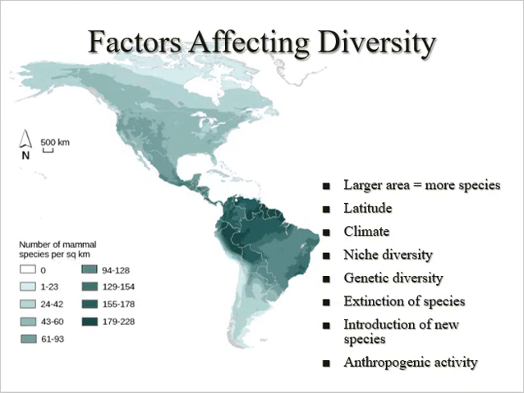Climate is another factor. In general, warmer, moister regions, primarily those along the equator, have greater biodiversity, as you can see from this image here.